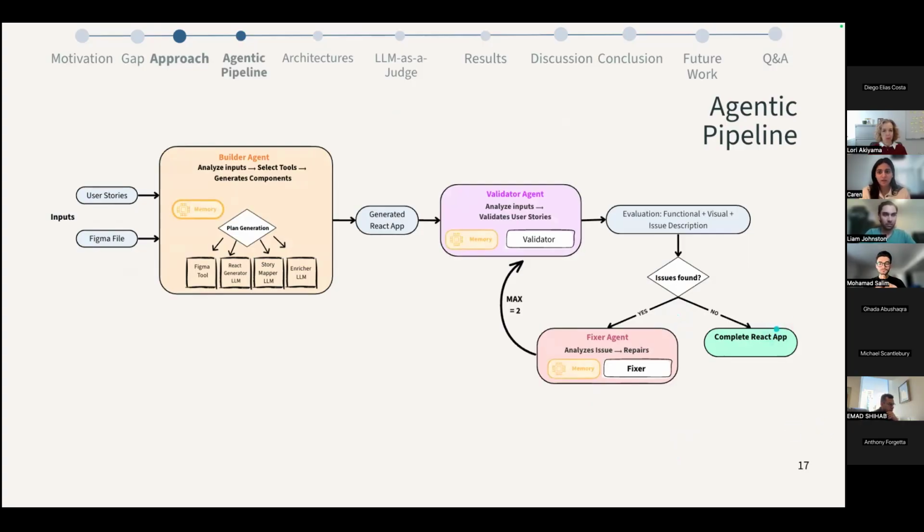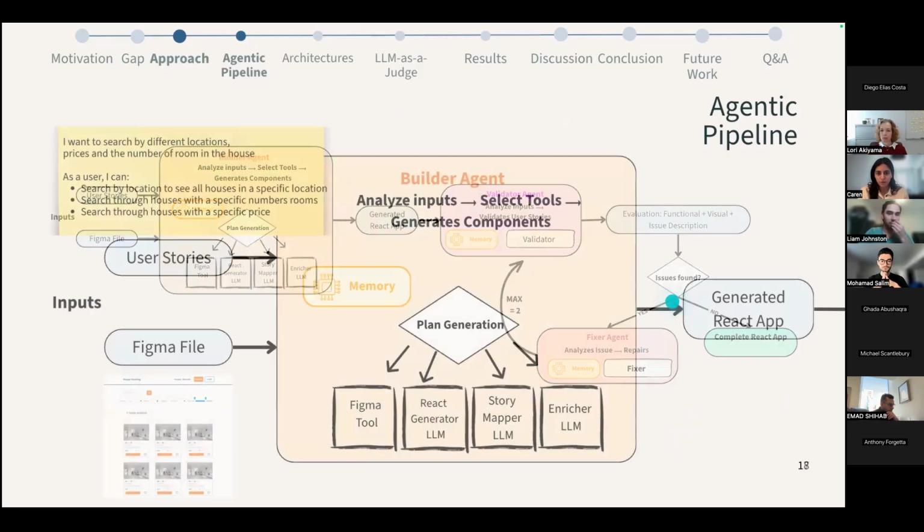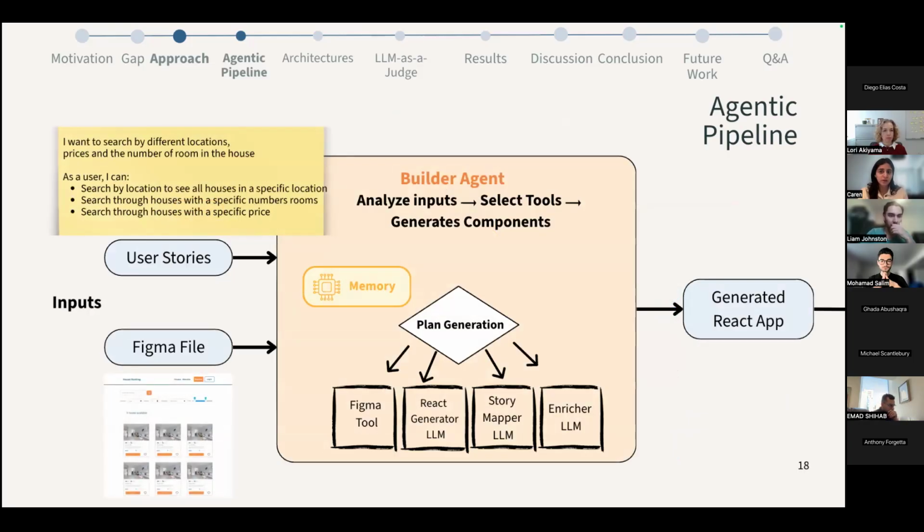Each agent maintains its own local memory and makes independent decisions about which tools to invoke. So let's talk about each agent on its own. The builder agent is responsible for generating the initial React application.